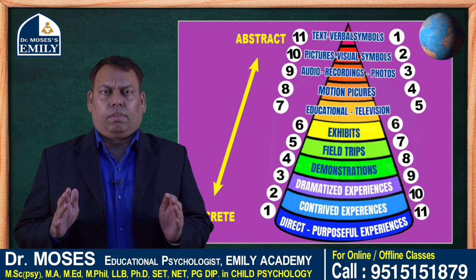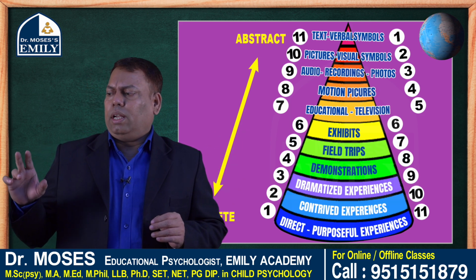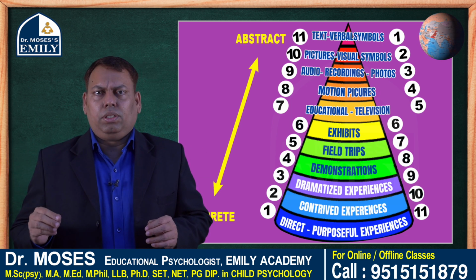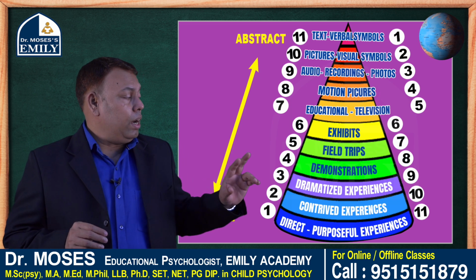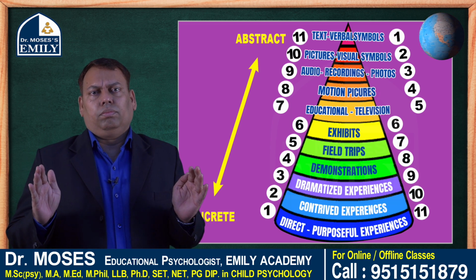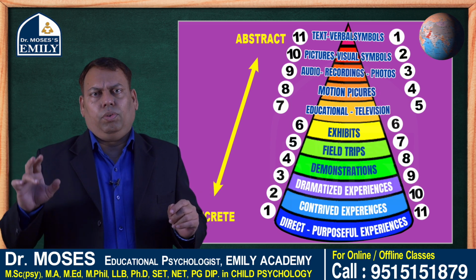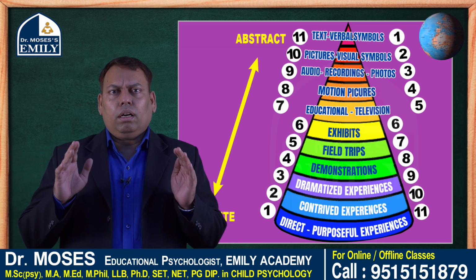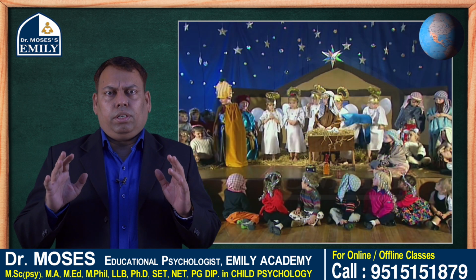I am explaining Edgar's cone of experiences from bottom to top. The first one, direct and purposeful experience, where the student is involved in the natural environment using the learning by doing principle. Second one, contrived experiences. If direct experiences are not possible, you can provide indirect experience in the form of artificial situations. Next one, dramatization. There are different forms of drama. Pageant, it is a stage show.